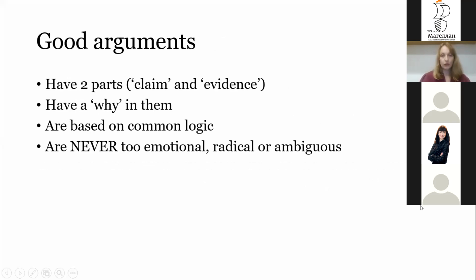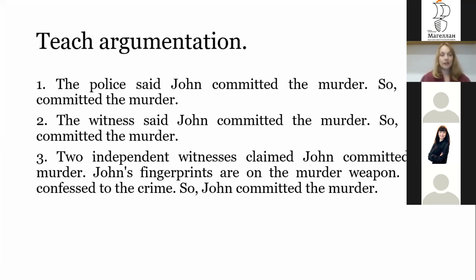So what goes from this? Good arguments have two parts. One of these is a claim, another one is evidence. So when we come back to argument 3, we will see that the claim is that John committed the crime. What is evidence? First of all, the claim of the witness. Second, the fingerprints, and then John's confession. So all of these things are predisposed to confirm that our claim is right.